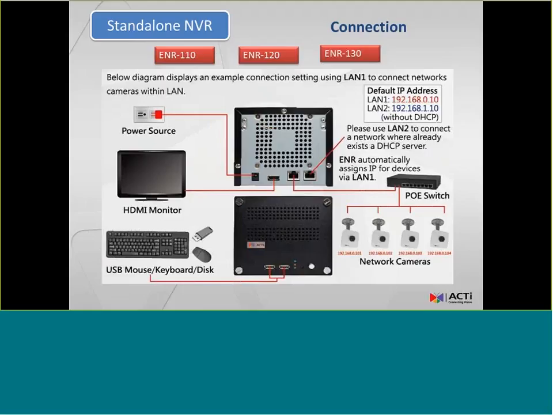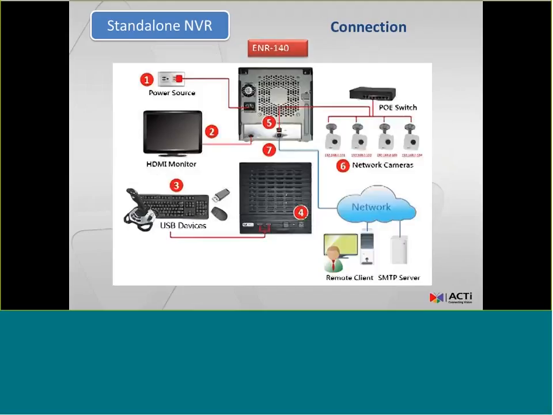We can see that LAN 1 is connected to the PoE switch, where the cameras are connected. And LAN 2 is used for the wide area network. As well, we can see that the USB mouse, keyboard, and a disk can be attached with the USB drive. And it is connected with the HDMI monitor.